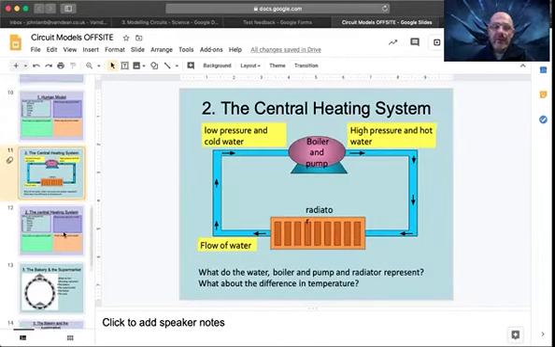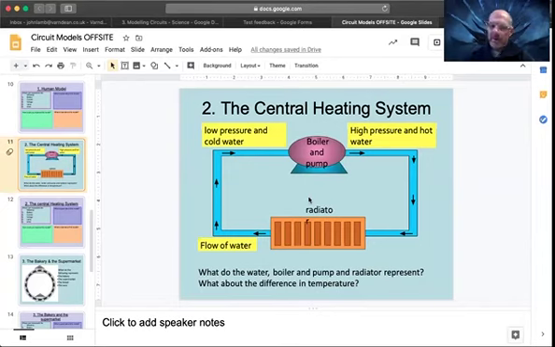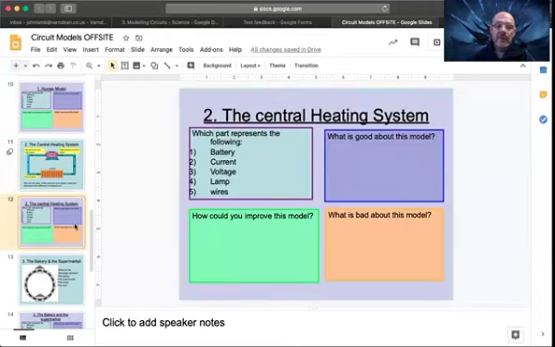Then we have the central heating model. This is actually quite a good model, I think, because we've got a flow of water, a current, and we've got a boiler and a pump, which takes in the water at low pressure and cold, heats it up and pushes it out round through there, and it gets to a radiator. And the radiator is what makes your house warm. The heat comes out of your radiator, warms up your room, and the water going out is colder on the other side than came in. So this time I'm not going to talk through this. This is just for you to do.